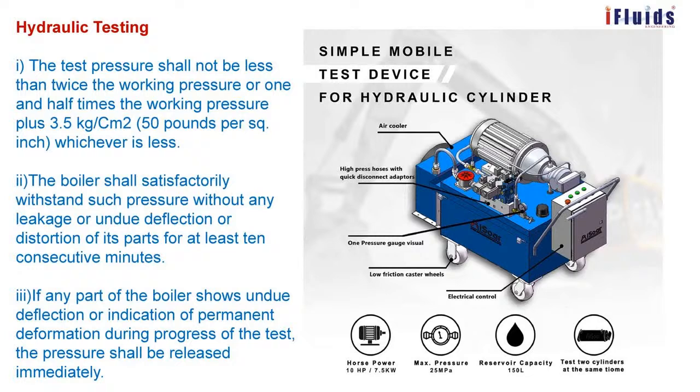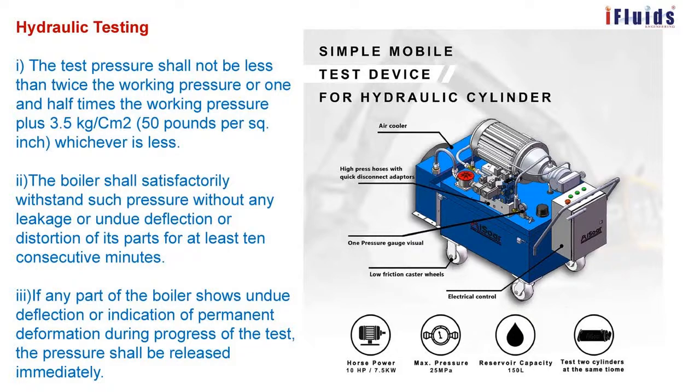Hydraulic testing: this is a hydraulic testing machine. It has an electrical connection, low friction caster wheels, one pressure gauge, high pressure hoses with quick disconnect adapters, and air coolers. By operating this, we can connect a high pressure hose from here and this can be connected with the tubes.